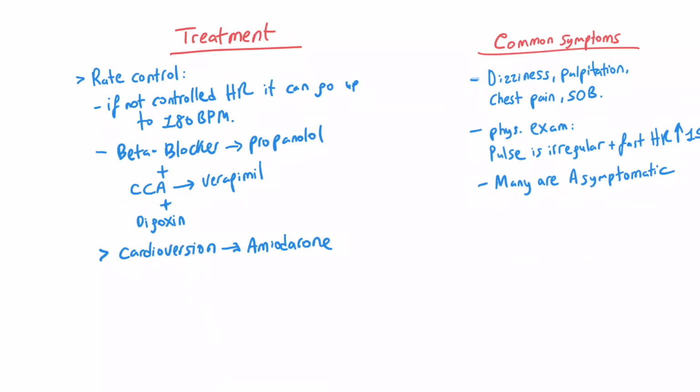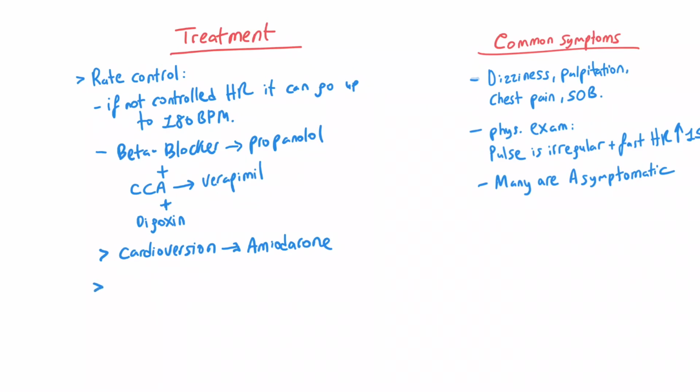Now, once you use amiodarone, sometimes patients will have a normal heart rate, but after a year, on average, the heart rate goes back to AF. But it depends on clinical details and the type of patient.